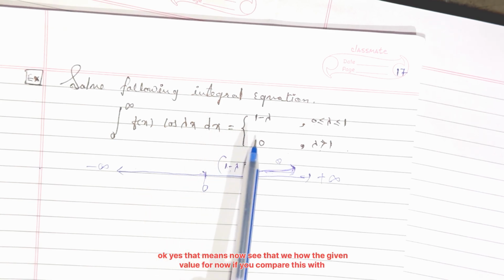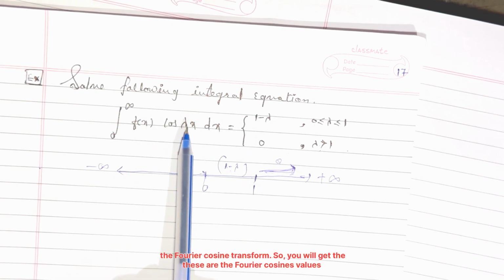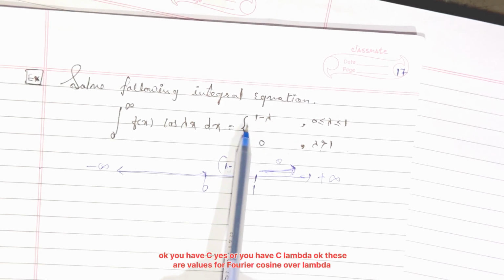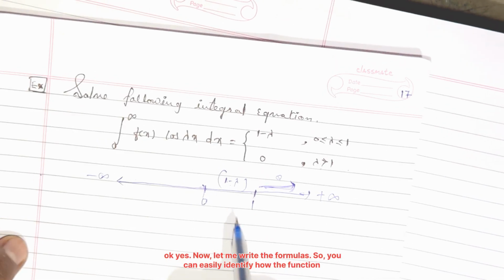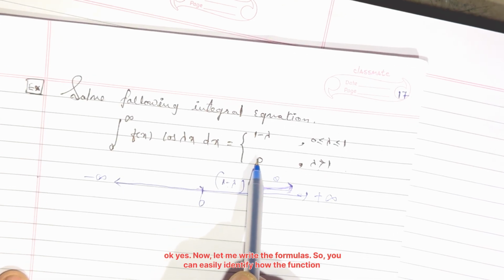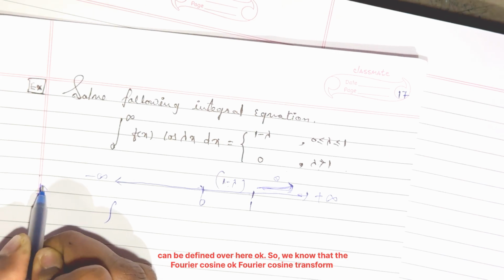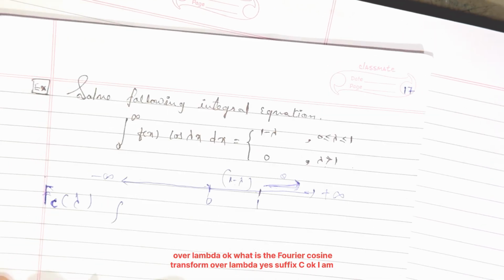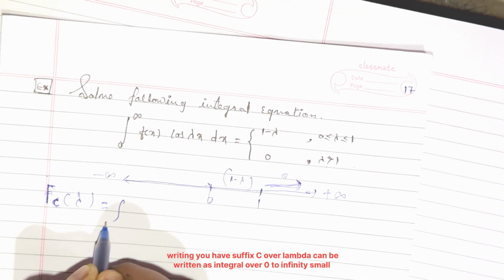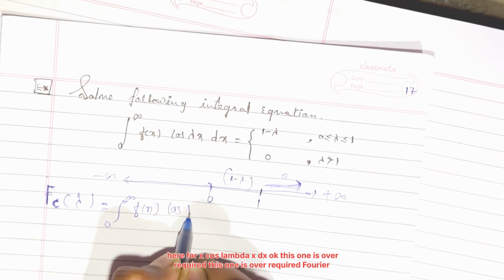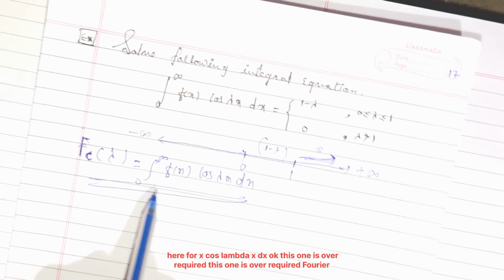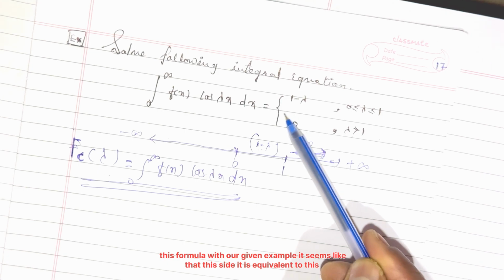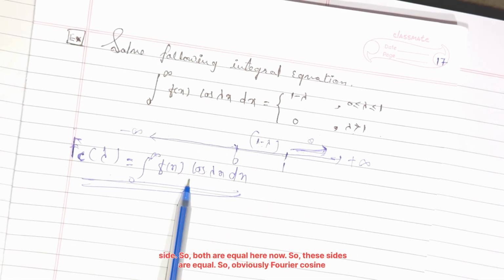Now if you compare this with the Fourier cosine transform, you will see these are the Fourier cosine values, F_c of lambda. Now let me write the formula so you can easily identify how the function is defined. We know that the Fourier cosine transform F_c of lambda can be written as the integral over 0 to infinity of f(x) cos(lambda x) dx. This is our required Fourier cosine transform. If you compare this formula with our given example, this side is equivalent to this side, so both are equal.